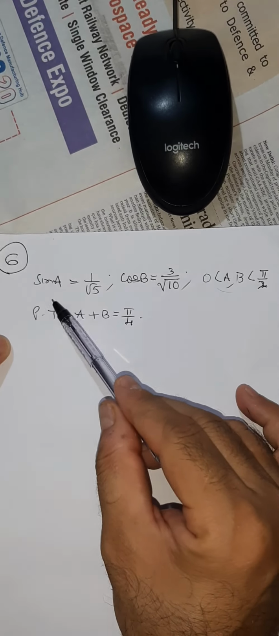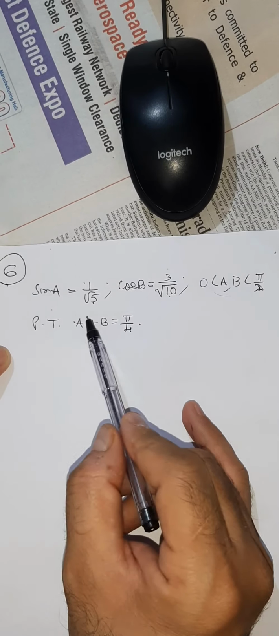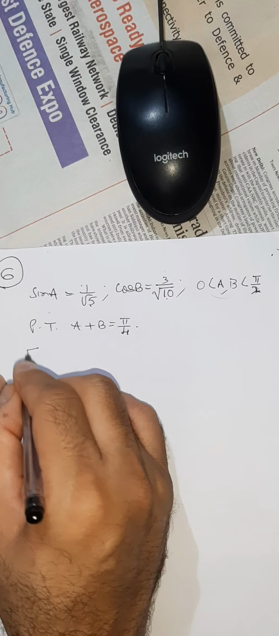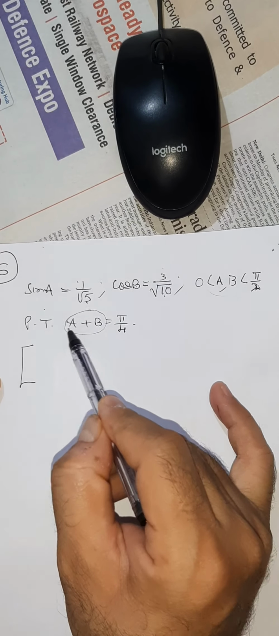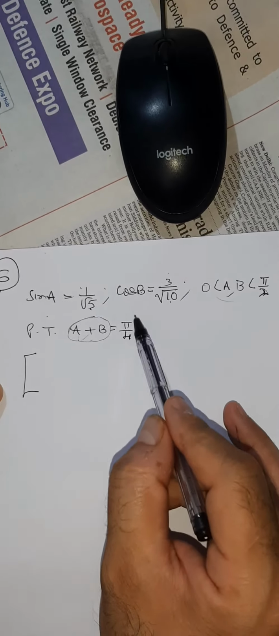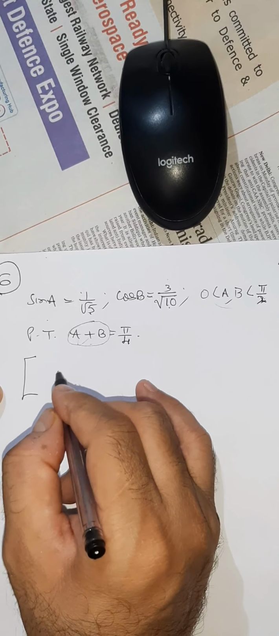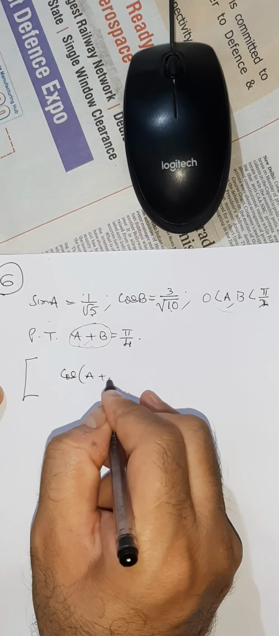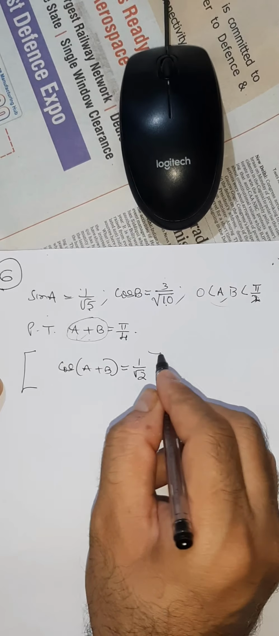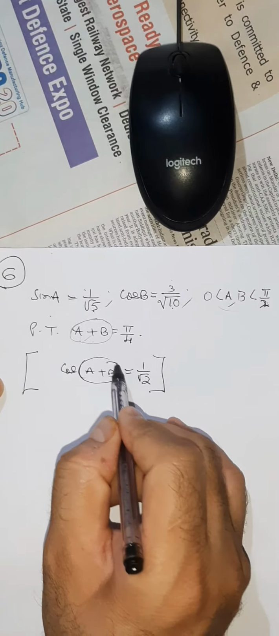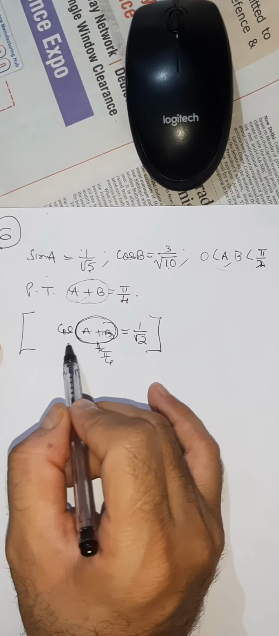I repeat, sin A equals 1 by root 5, cos B equals 3 by root 10. Then you show that A plus B, both in the first quadrant, so how will we do this? You want to show that this angle equals pi by 4, that is 45 degrees. So just prove, for example, cos of A plus B equals 1 by root 2. If I show this, then you can say that this has to be pi by 4. So this I leave for you, like the previous question.